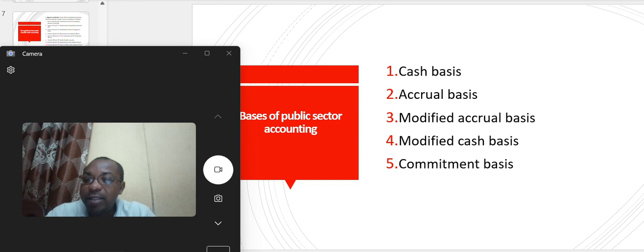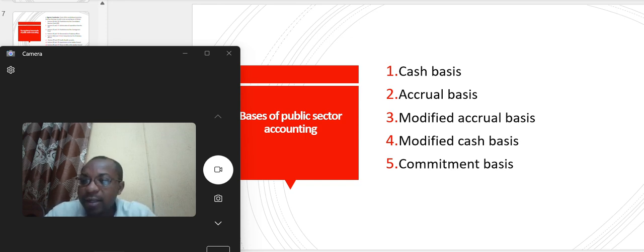Modified accrual basis integrates the two former bases we have discussed. It combines both the cash basis and the accrual basis. It has two legs. It uses cash basis to recognize income and then uses accrual basis to recognize expenditure.